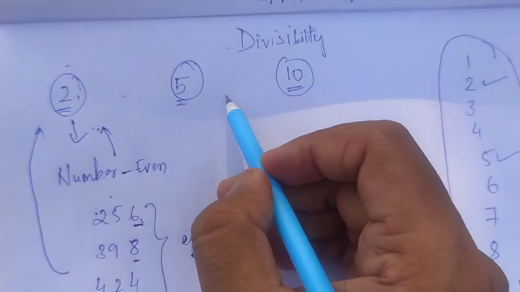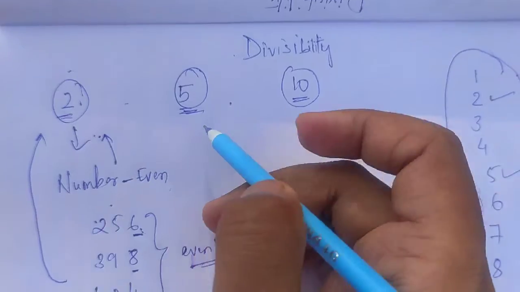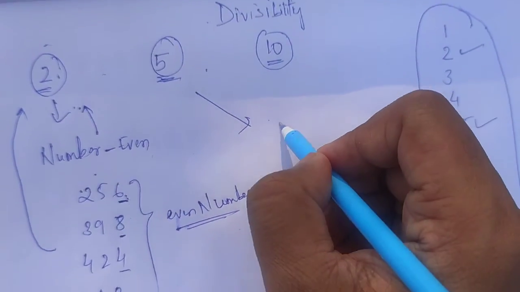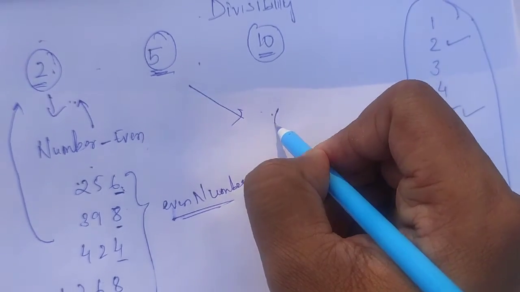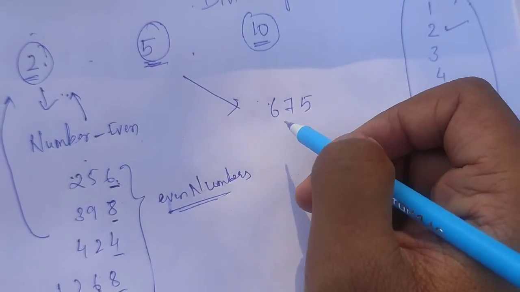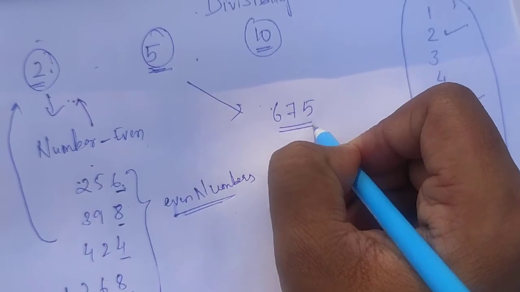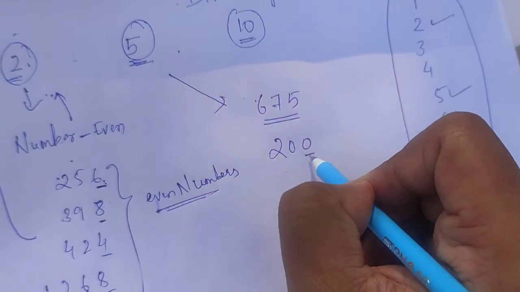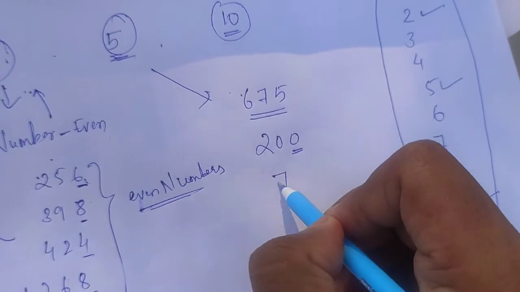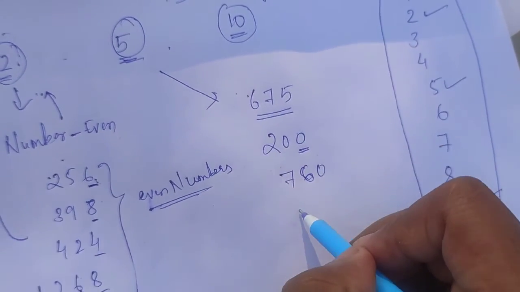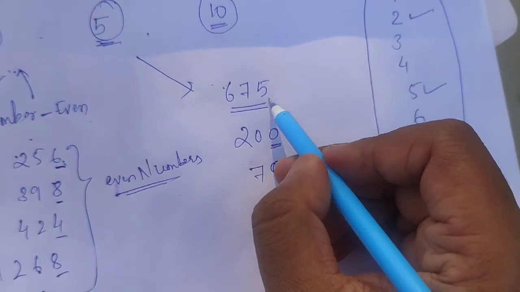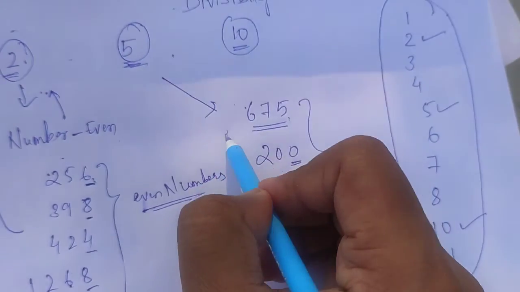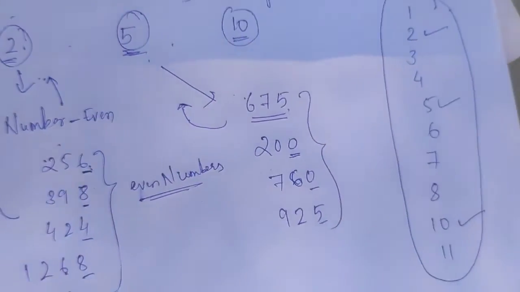Now if we take 5, any number that ends with 5, let us take a number 675. So this number ends with 5. Or any number that ends with 0, 200, the end is 0, 760, 925. Now look at these numbers. The end is 0 or 5. If the end is 0 or 5, they are all divisible by 5.